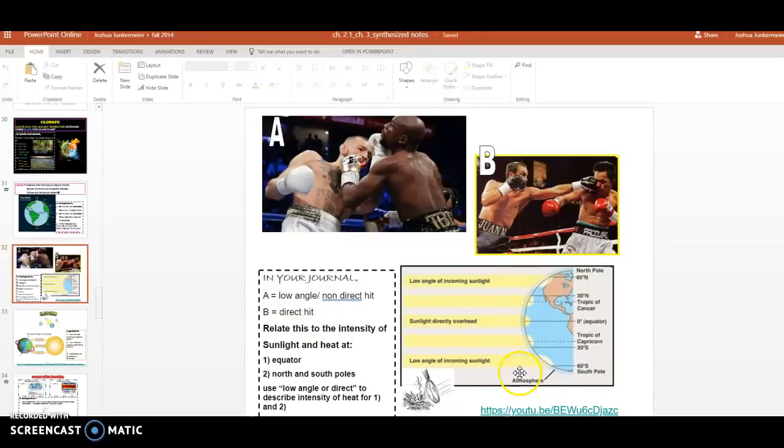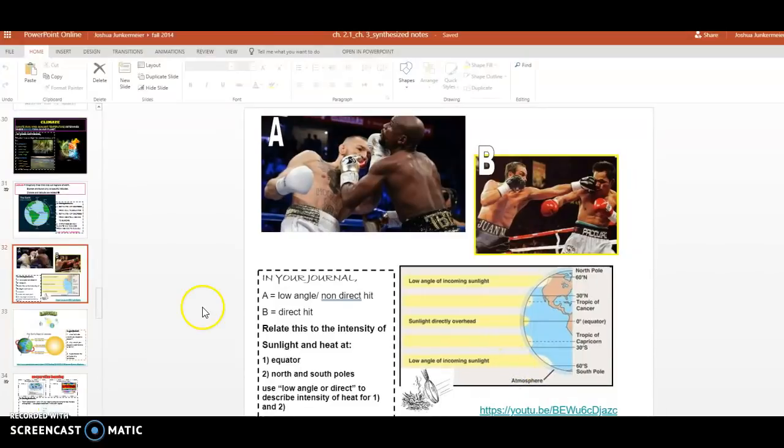And then look at the North and South Pole. Number 2, you would say North and South Poles equal, and is it low angle or a direct hit at the North and South Pole? Answer that now, please. So make sure in your notebook you write slide 32, and then answer the 2 questions, 1 and 2 for slide 32. For each area, you just decide low angle or direct hit, okay? So for the equator, direct or low angle, and for the North and South Pole, direct or low angle, the way the light hits it.